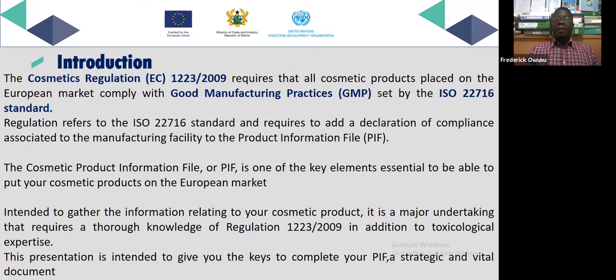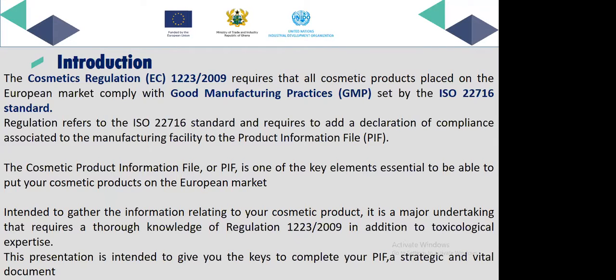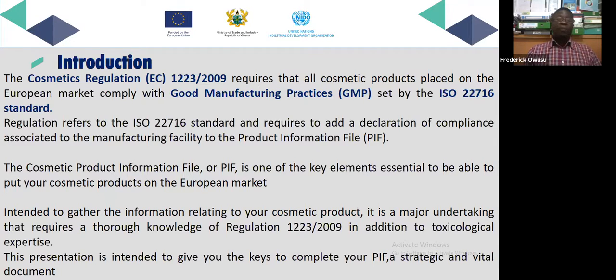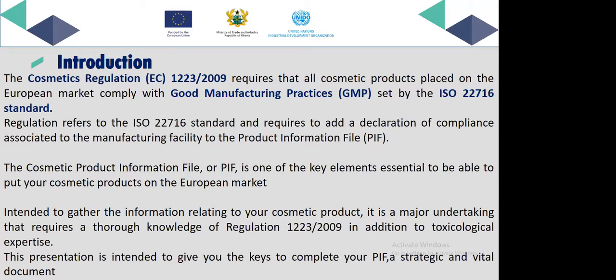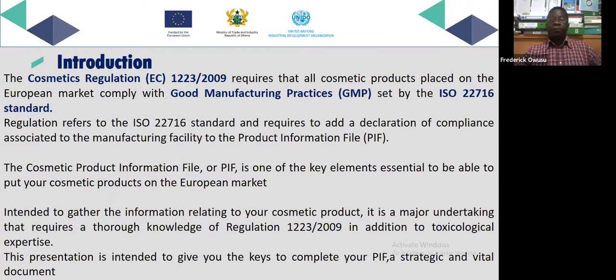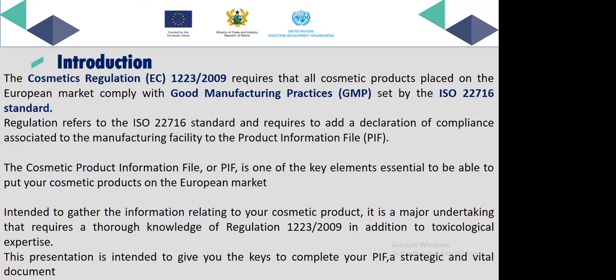We've already mentioned and explained what good manufacturing practice is all about, which is based on ISO 22716, and that you should add a declaration of compliance associated with the manufacturing facility. This should be part and parcel of your product information file. So we've done the first step, which is developing a GMP based on the 22716 standard. Now we are trying to look at the product information file itself.